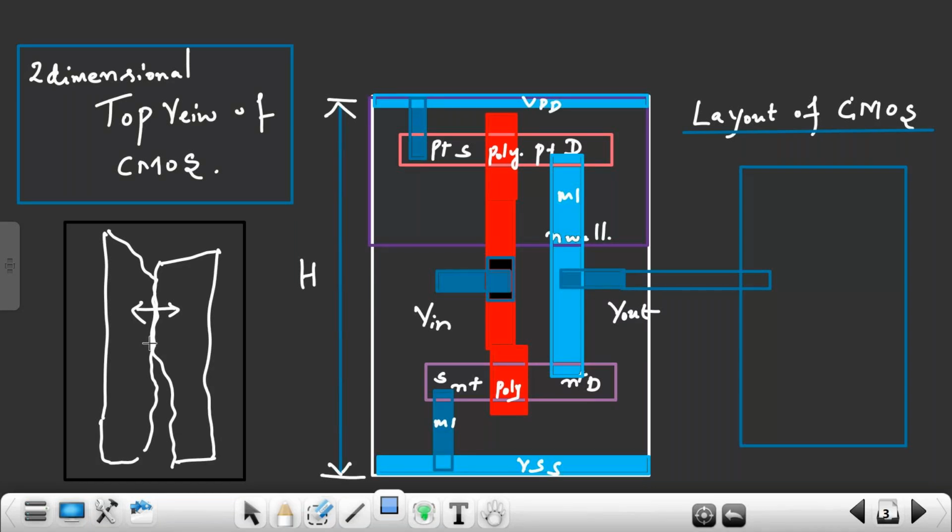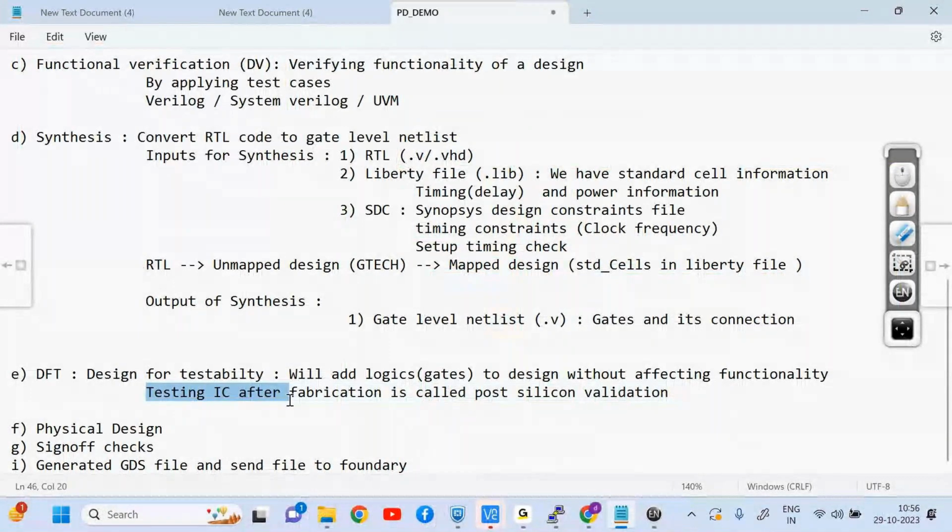So minimum in a fabrication unit, yield will be 60 to 70%. Means for every 100 ICs they will throw 30 ICs. 30 ICs will be malfunctioning. Then how to test the IC? If I have designed the IC for a Bluetooth controller, I cannot connect the antennas and check it immediately. So how to test the IC? For testing the IC, the DFT team are going to add some additional logic before physical design.